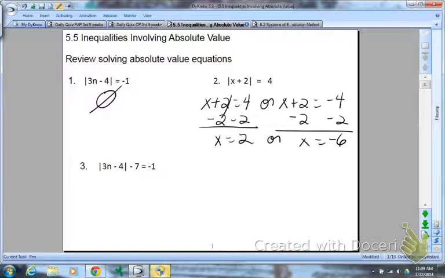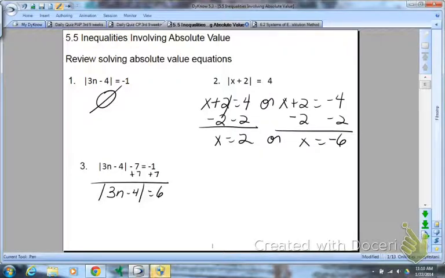Now look at number 3. By glancing at it, it looks like the absolute value is equal to a negative 1. But is that the case? No, remember the absolute value has to be by itself. Is the absolute value by itself? No, it's got that minus 7, so we've got to add 7 on both sides. Now let's rewrite it to say absolute value of 3n minus 4 is equal to 6. Okay, now we can solve this.